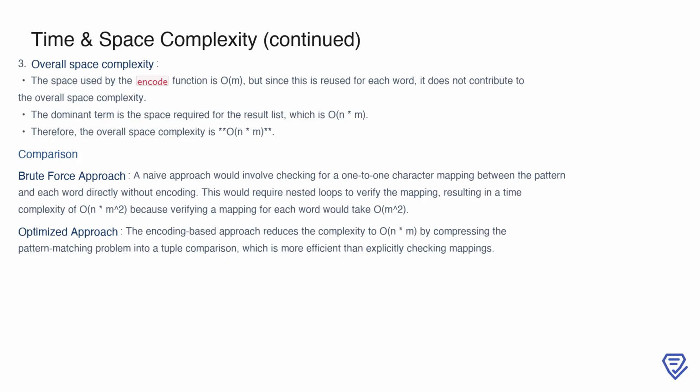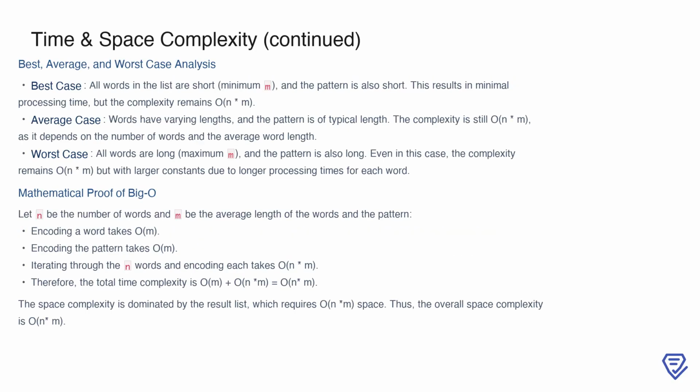By utilizing the encoding approach, we reduce this to O(n * m) by transforming the problem into an efficient tuple comparison. In terms of best, average, and worst case scenarios, the complexity remains consistent at O(n * m). In the best case, all words in the pattern are very short, minimizing processing time but still adhering to the O(n * m) complexity.